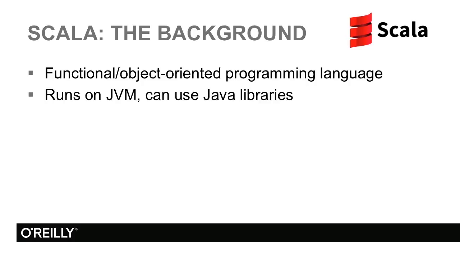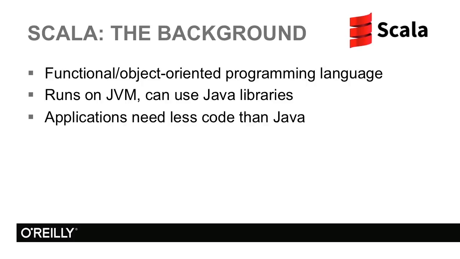It is a descendant of Java. It runs on JVM, and it can use all of the Java libraries. In fact, many programs are mixes of Scala and Java code. One of the nice things about Scala is that the language is very expressive, and the applications need significantly less code than Java. Sometimes that can be 1/2, sometimes that is 1/5 of the Java code.